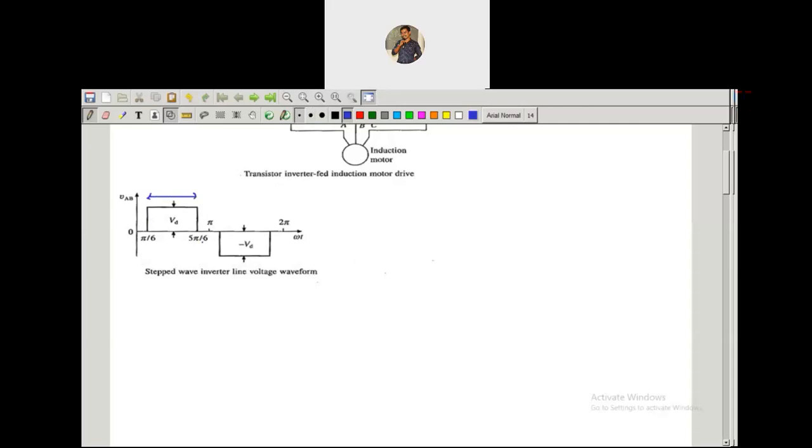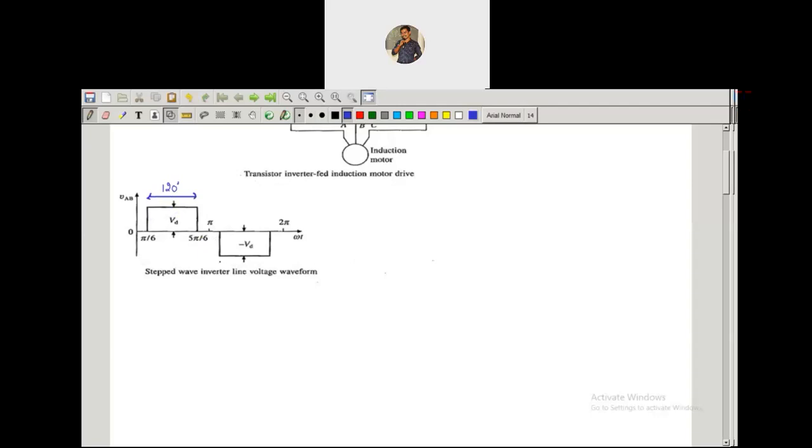So you can take it as 5 pi by 6 minus pi by 6. It is going to be 4 pi by 6, which is 2 pi by 3. So it is about how much degrees? 120 degrees. This is the conduction of the one group of thyristors. The positive group of thyristors is going to conduct for 120 degrees.